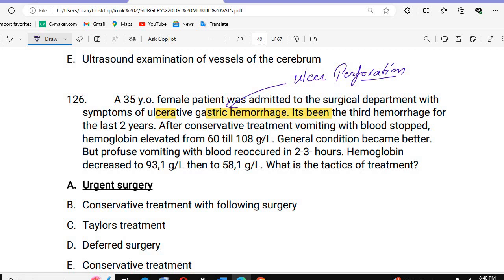It's been the third hemorrhage for the last 2 years. The third hemorrhage is given conservative treatment. Vomiting with the blood stopped. The hemoglobin elevated from 60 to 108. General condition became better, but profuse vomiting with the blood recurred within 2 to 3 hours. Hemoglobin decreased from 93 to 58.